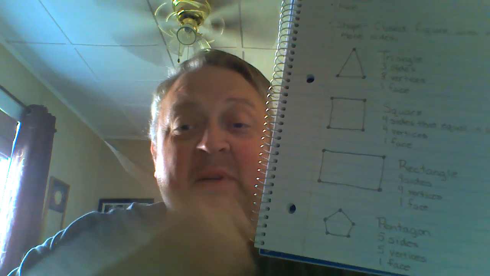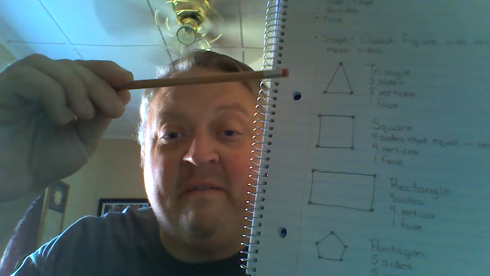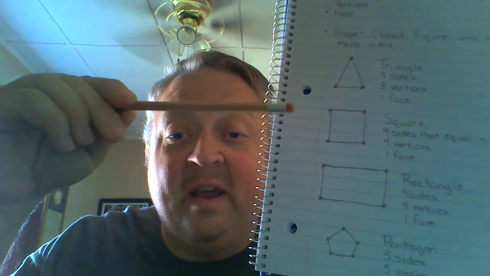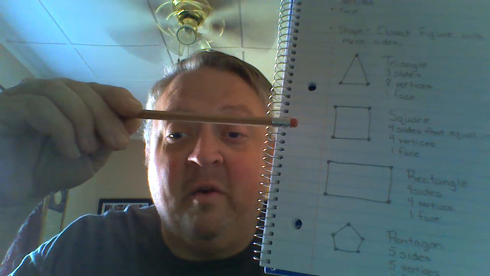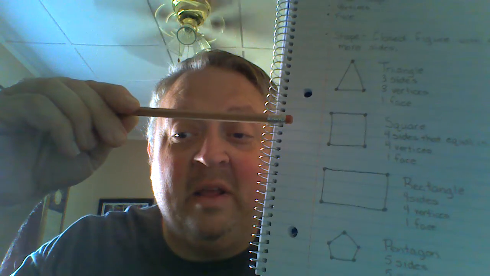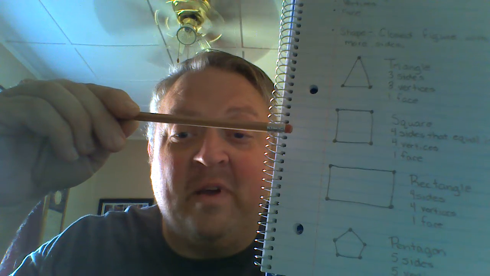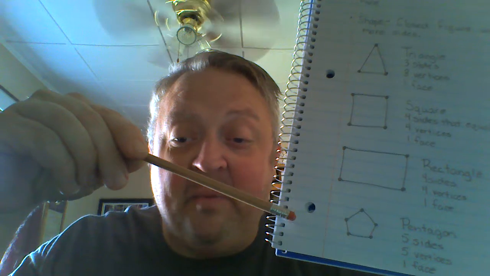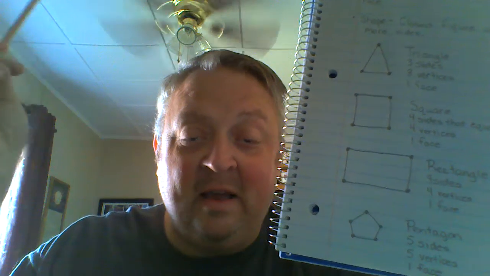So those are the shapes that we've talked about today. We first of all have a triangle that has 3 sides, 3 vertices, and 1 face. We have a square, which is 4 sides that are equal in length. It has 4 vertices and 1 face. We have a rectangle that has 4 sides and 4 vertices and 1 face. And we have a pentagon that has 5 sides, 5 vertices, and 1 face. So that's where we're going to stop for today on our shape study.